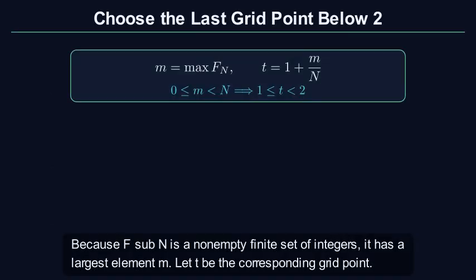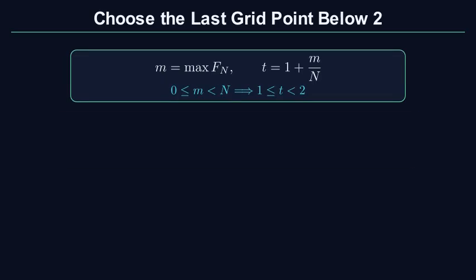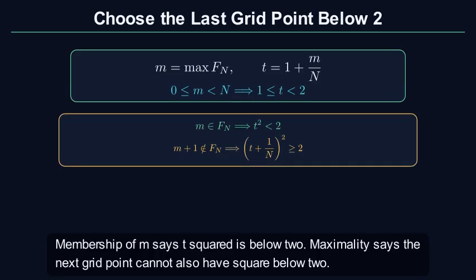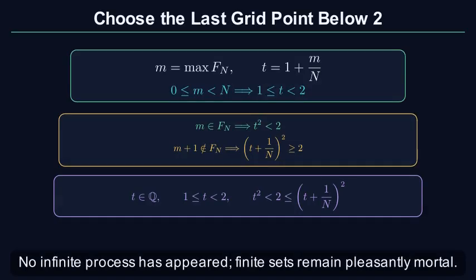Because F sub n is a nonempty finite set of integers, it has a largest element m. Let t be the corresponding grid point. The maximum lies between 0 and n minus 1, so t is rational and lies between 1 and 2. Membership in F sub n says t squared is below 2. Maximality says the next grid point cannot also have square below 2. Therefore t squared is below 2, while t plus 1 over n has square at least 2. No infinite process has appeared. Finite sets remain pleasantly mortal.